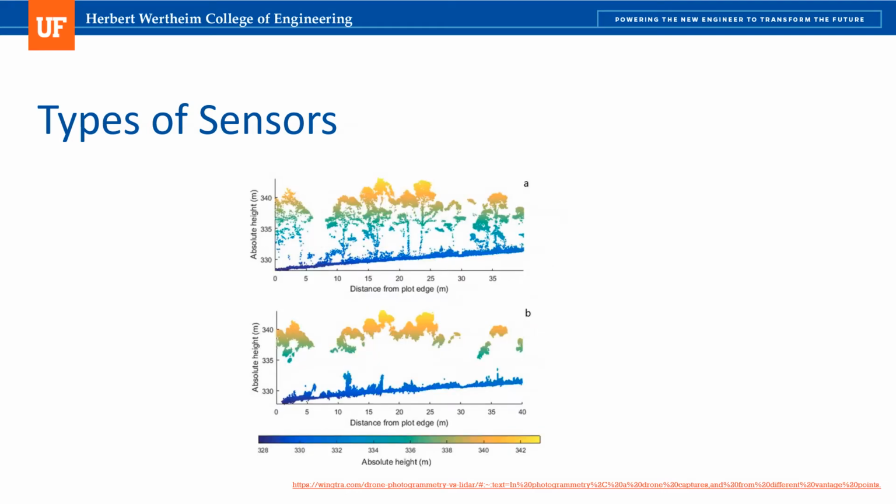LiDAR is more powerful than photogrammetry in the sense that it can penetrate vegetation to capture the ground points seen here, but photogrammetry gives you a colorized, lifelike representation of the environment. One key benefit in LiDAR is that it can be used to detect nests under vegetation.